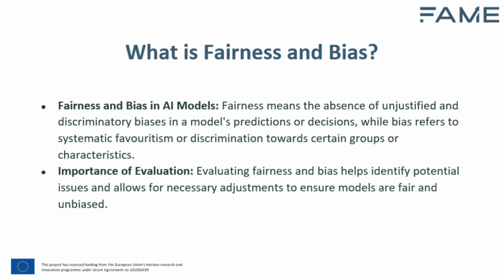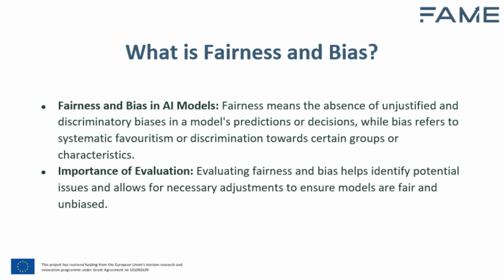Fairness refers to the absence of any unjustified and discriminatory biases in the model's predictions or decisions. On the other hand, bias in AI models refers to the systematic favoritism or discrimination towards certain groups or characteristics. Evaluating fairness and bias helps us identify any potential issues and make necessary adjustments to ensure our models are fair and unbiased.